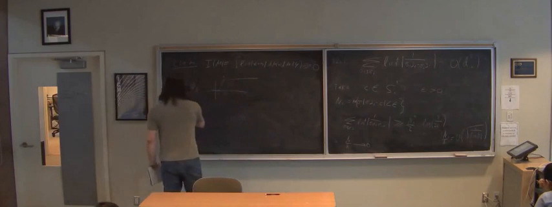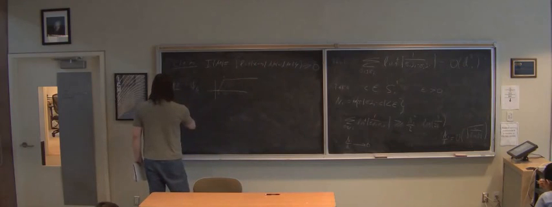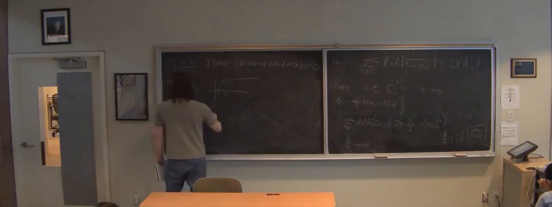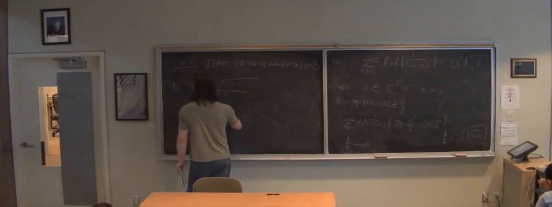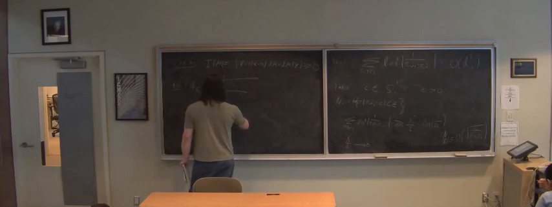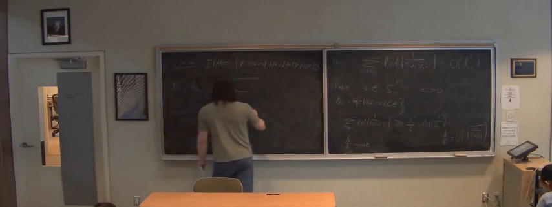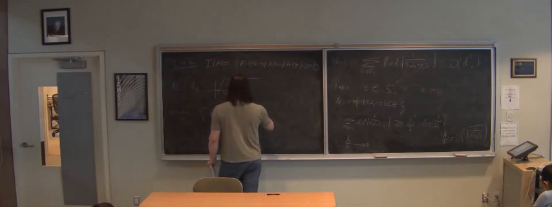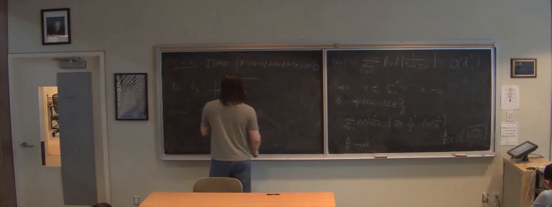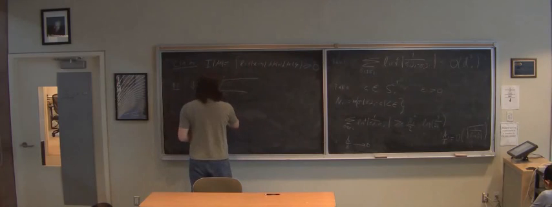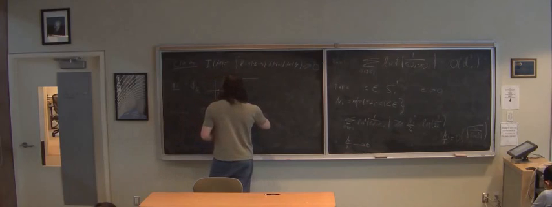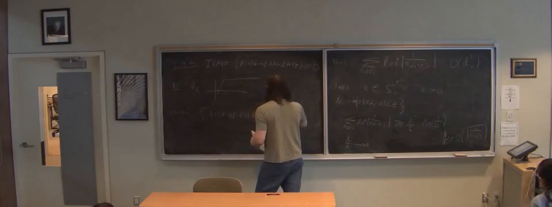So let's do that. We're going to consider the integral of phi epsilon of the norm of x minus y times log of the norm of x minus y, times d mu x d mu y.